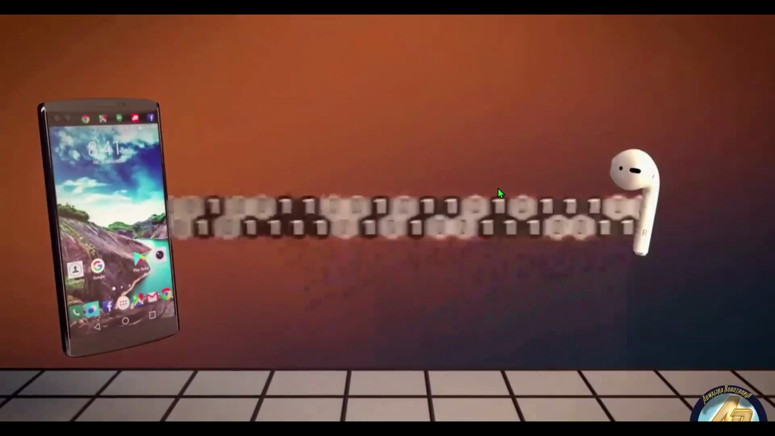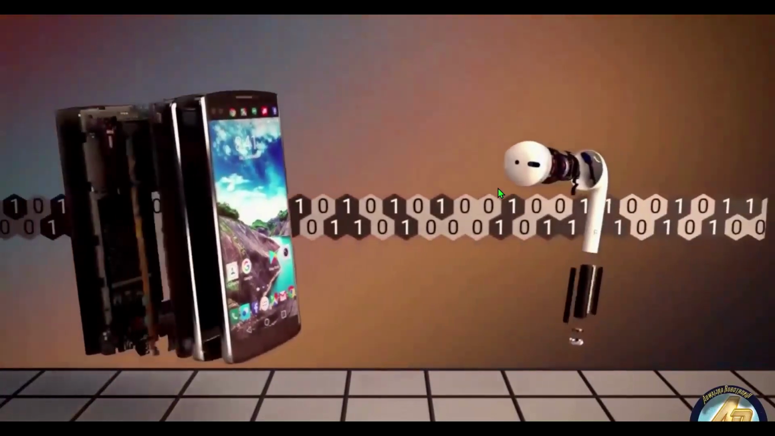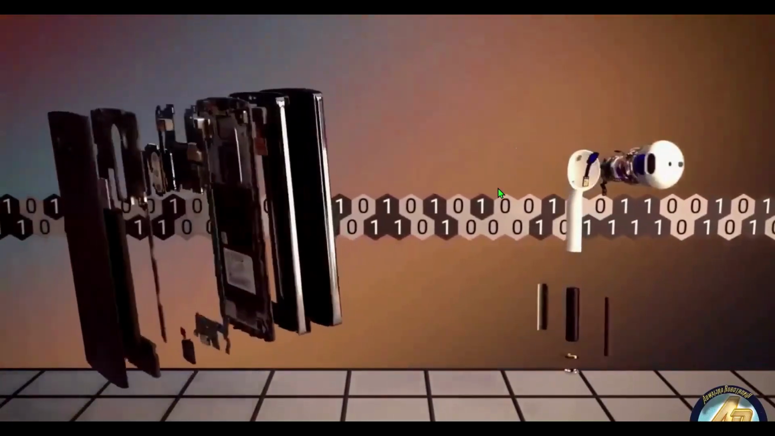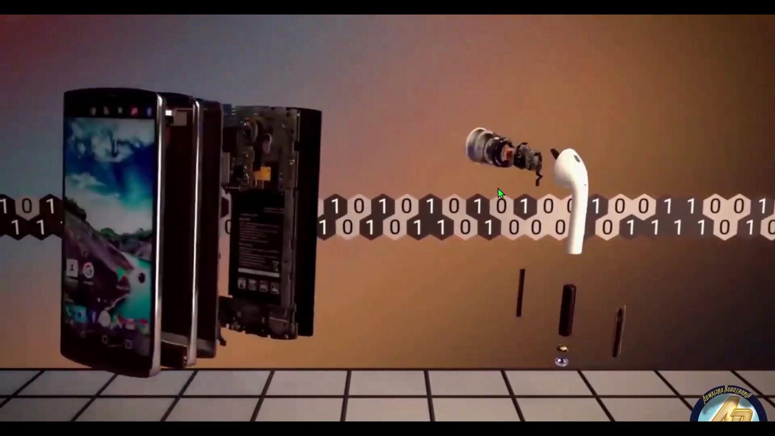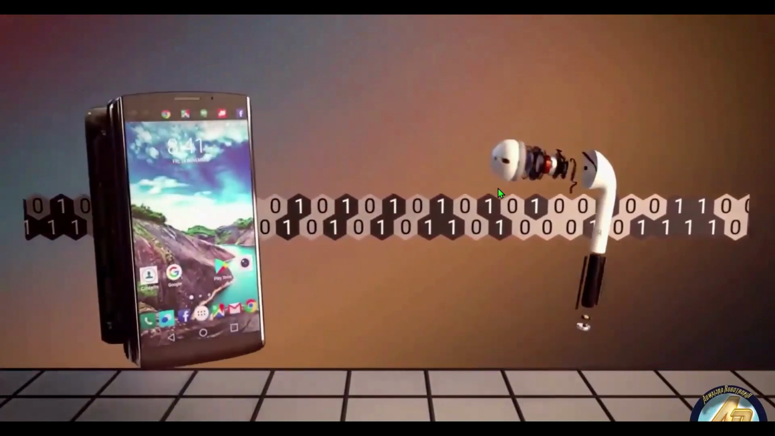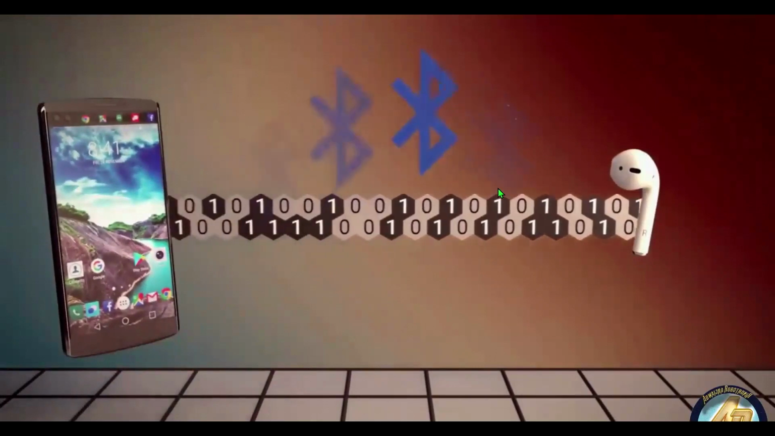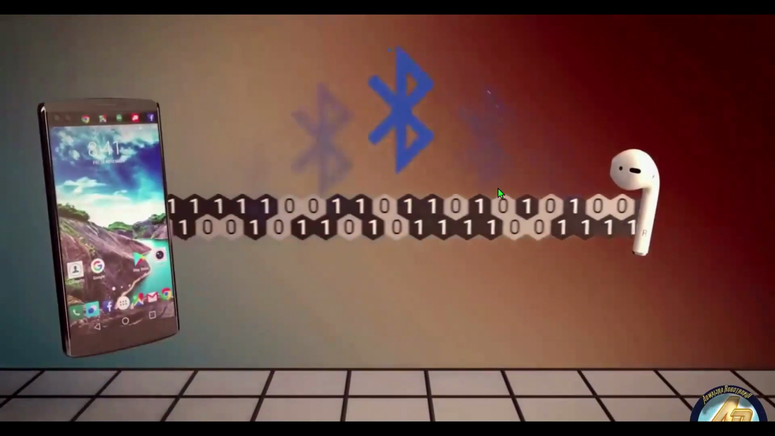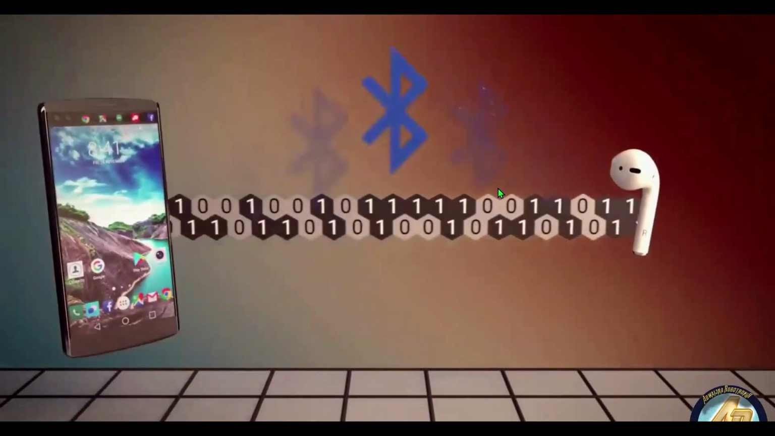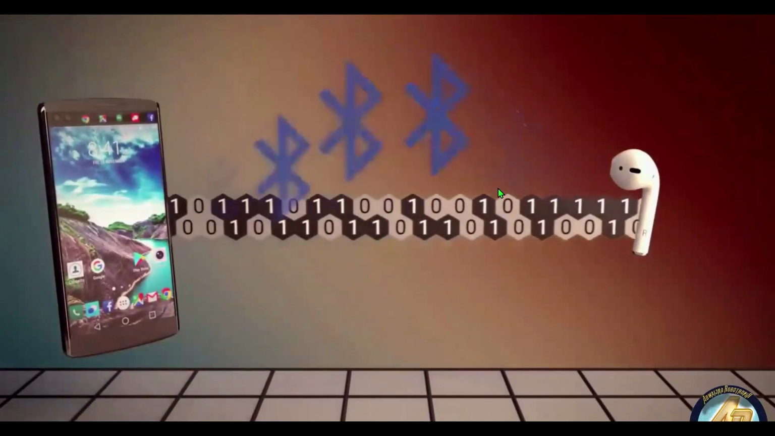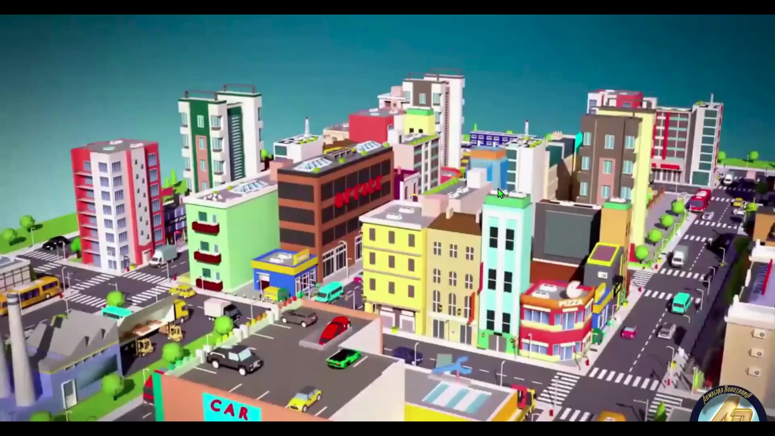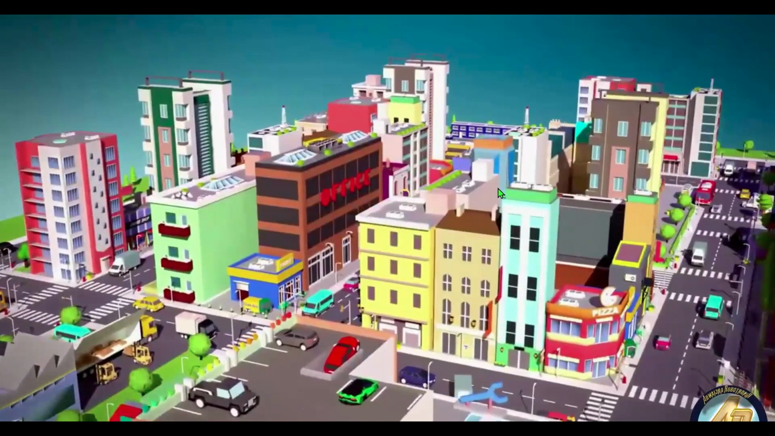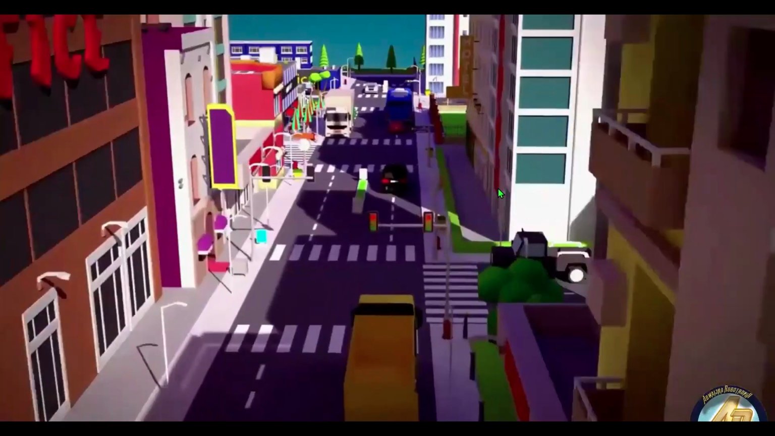But how are a million or so ones and zeros wirelessly transmitted every single second between your smartphone and your wireless earbuds? In order to answer this question, we are going to explore the engineering behind Bluetooth and the principles of wireless communication. Before we get into the details and specifics of Bluetooth, let's start with an analogy.